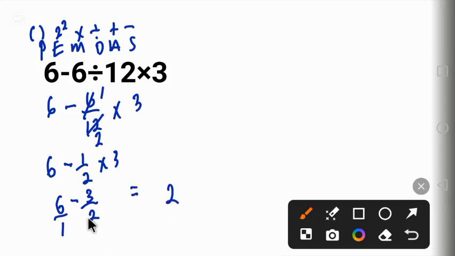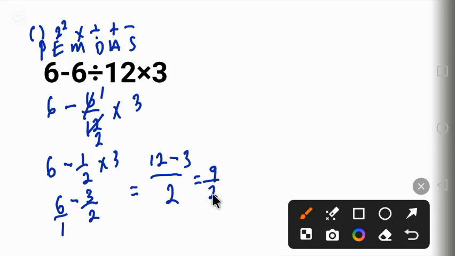And then 1 into 2 is 2. 2 times 6 is 12. Minus 2 into 2 is 1. 1 times 3 is 3. 12 minus 3 will give us 9 over 2.